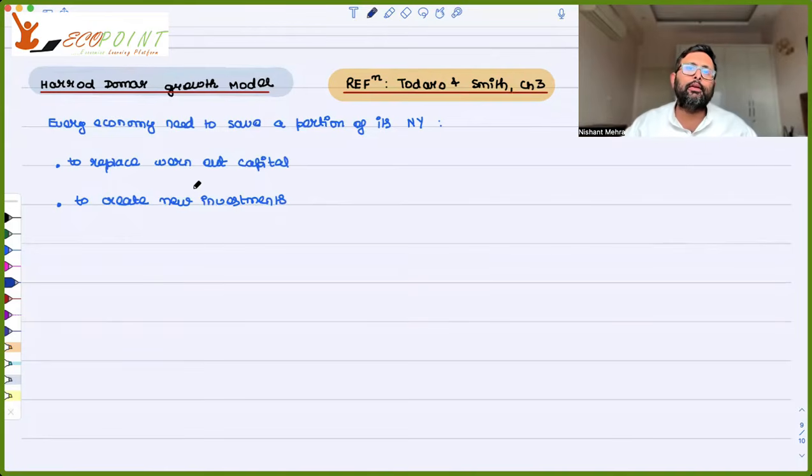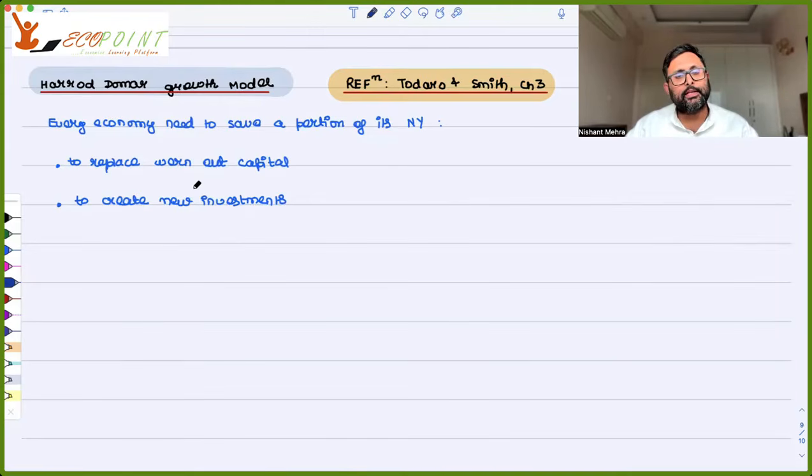That worn out capital, why is capital burning out? Because of its overuse, because of its use over time and the natural wear and tear which happens. So it has to replace that worn out capital. Savings are going to provide those resources that you can use to replace that capital. One, and the other thing is to create new investments.